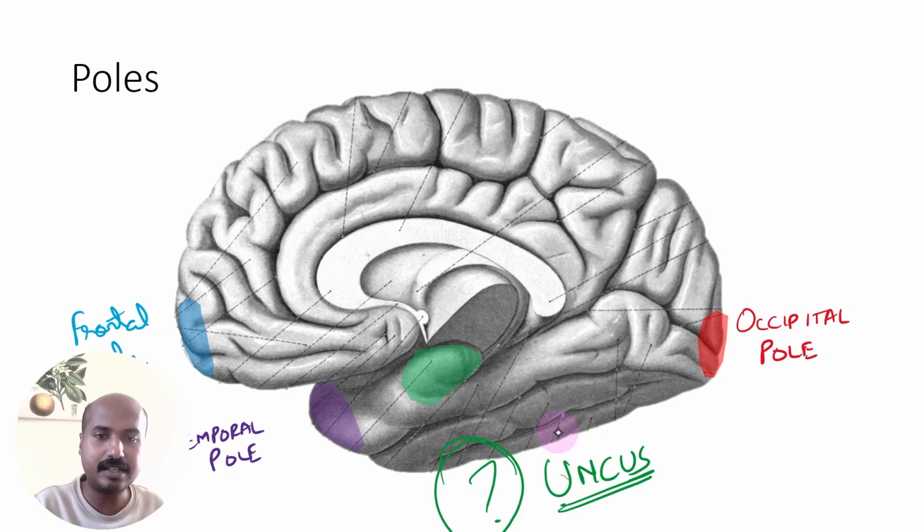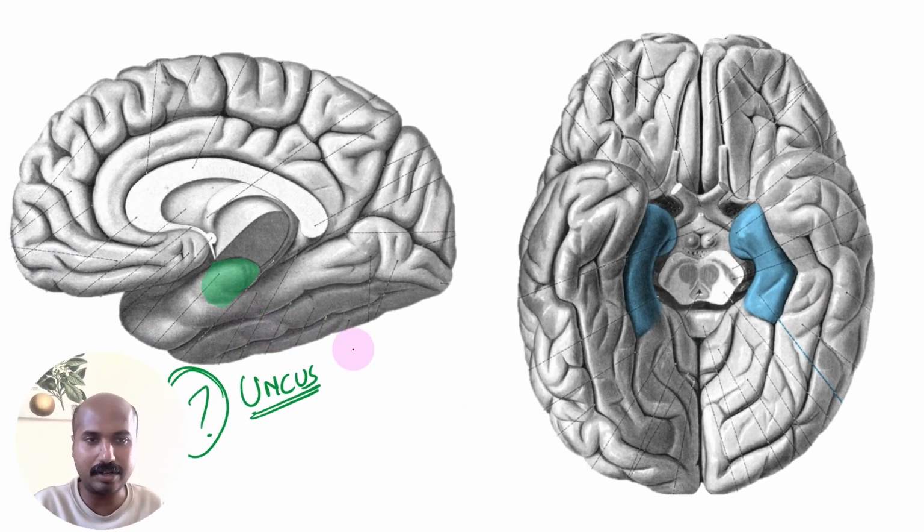And let us have a look at where this Uncus is more clearly. This is an inferior view. Remember that this is a medial view, but this is an inferior view.